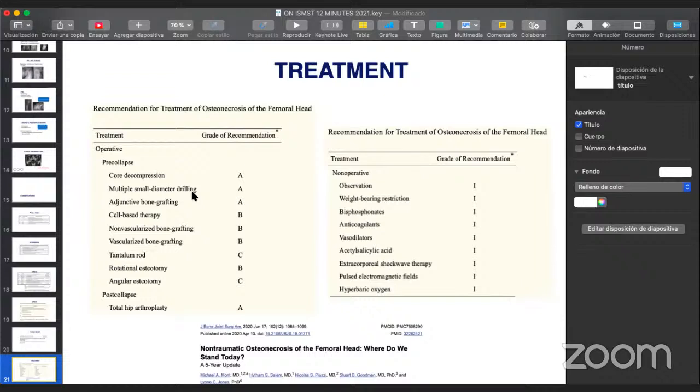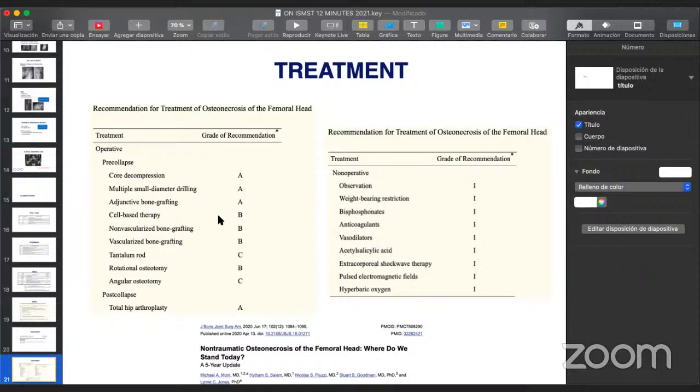The non-operative treatments are membrane restrictions, bisphosphonates, anticoagulants, vasodilators, and extracorporeal shockwaves. The rate of recommendation is E. But the most widely diffused treatment is cordless compression. In this article, the rate of recommendation of cordless compression is A.